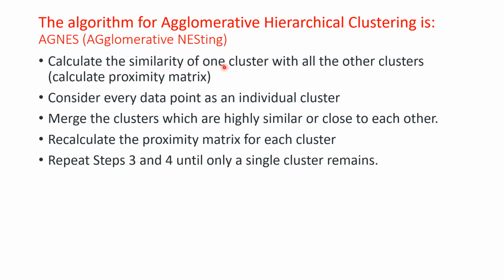First, we have to calculate the similarity of one cluster with all the other clusters, that is, calculate the proximity matrix. Calculating the proximity matrix means calculating the distance matrix using the Euclidean distance, Manhattan distance, or Minkowski distance. Consider each data point as an individual cluster, and then merge the clusters which are highly similar and close to each other. Recalculate the proximity matrix for each cluster and repeat steps 3 and 4 until we get a single cluster. This is the process of the agglomerative nesting approach.